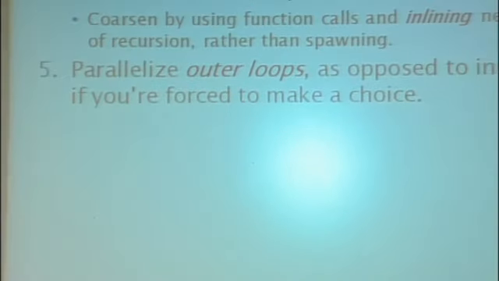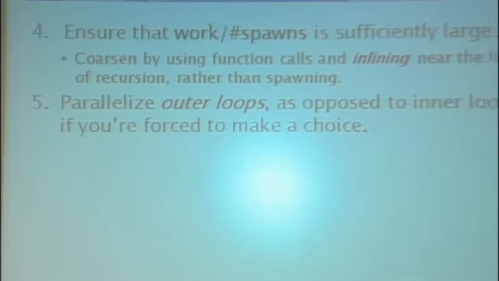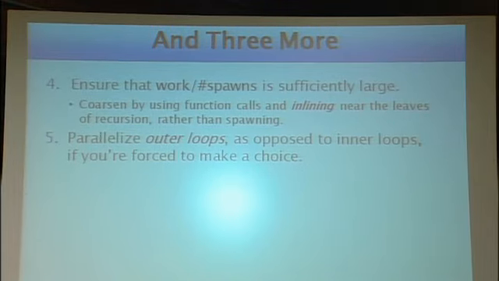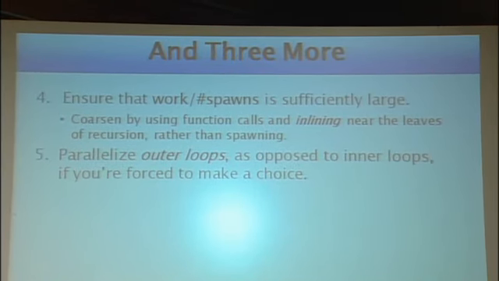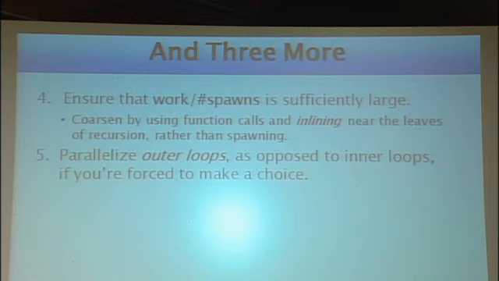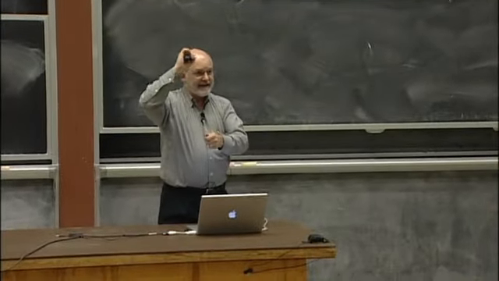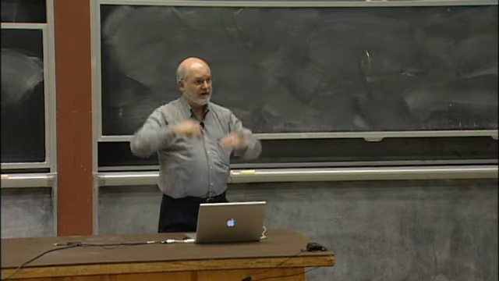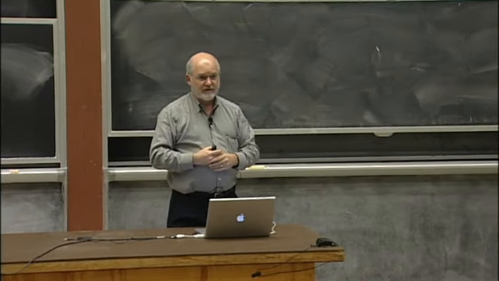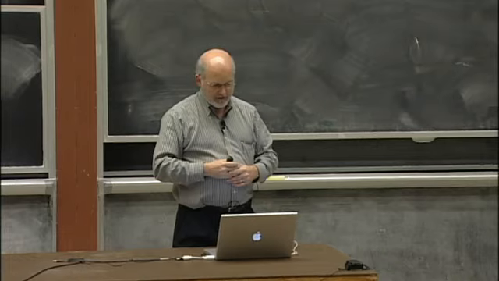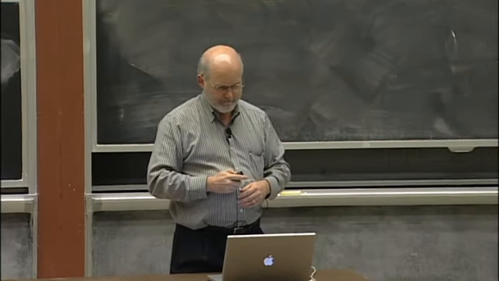Generally, parallelize outer loops as opposed to inner loops if you're forced to make a choice. It's always better to have an outer loop that runs in parallel rather than an inner loop that runs in parallel. Because when you do an inner loop that runs in parallel, you've got a lot of overhead to overcome. But in an outer loop, you've got all of the inner loop to amortize against the cost of the spawns that are being used to parallelize the outer loop. So you'll do many fewer spawns in the implementation.